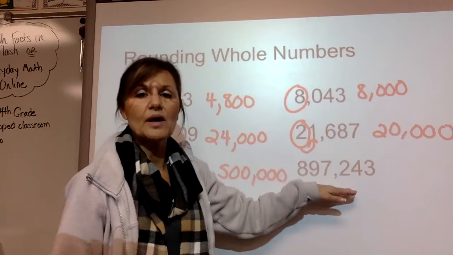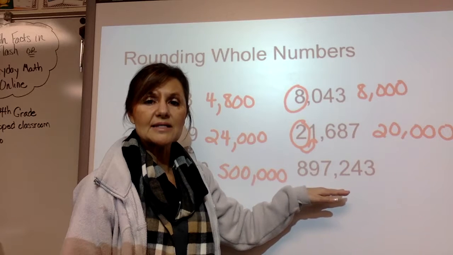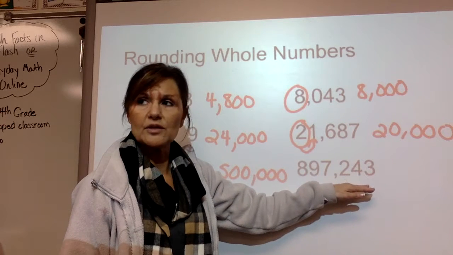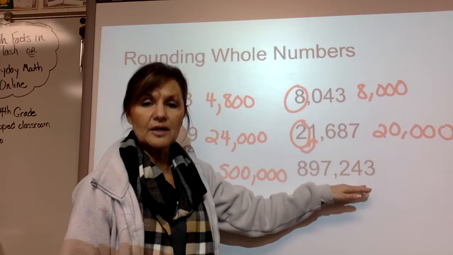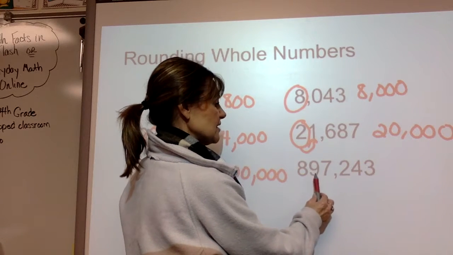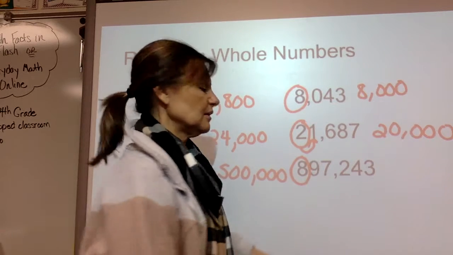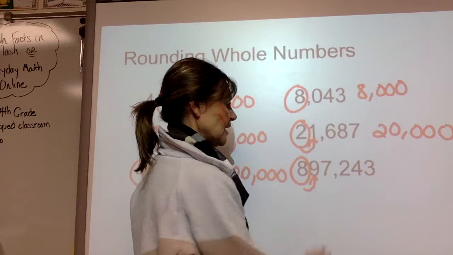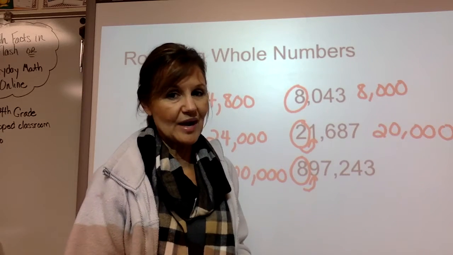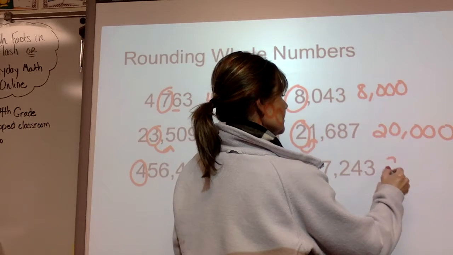And let's do one more together. My number is 897,243. Identifying my 100,000s number first. Ones, tens, hundreds, thousands, 10,000s, 100,000s. I have the number 8. Looking to its neighbor, it's a 9. I know I'm going to have to round up. So my number is now going to be 900,000.